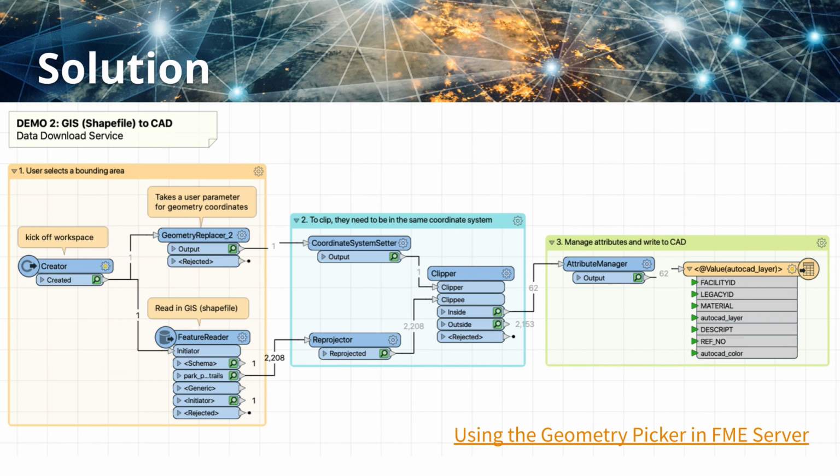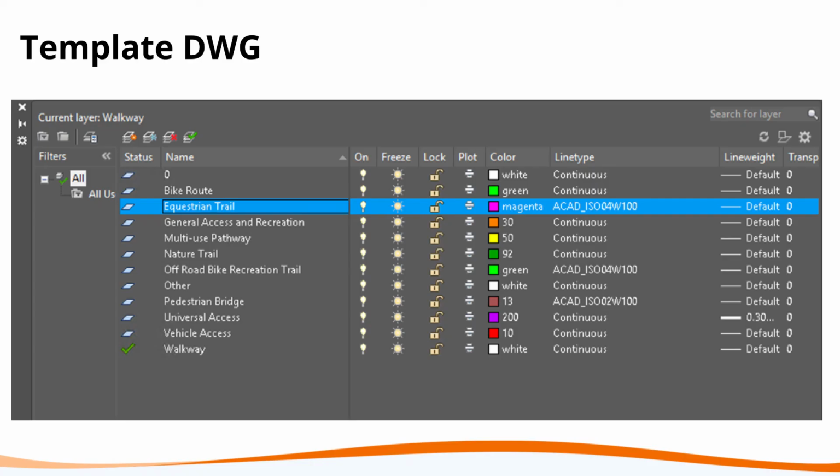So this is just a screenshot of that same workspace. I've attached a link there that, when you access the slides, you can get to the tutorial that creates this kind of workspace using the geometry picker and FME Server if you wanted to do something similar. And this is a screenshot of the template DWG I used. While I was in the workspace, I should have shown this as well, but in the writer, I've used the template DWG. You might have noticed that I didn't have any DWG stylers or styling transformers, and that's because of this template. I've already set my layer names, layer colors, line types and line weights here, so I didn't have to do that in the workspace.